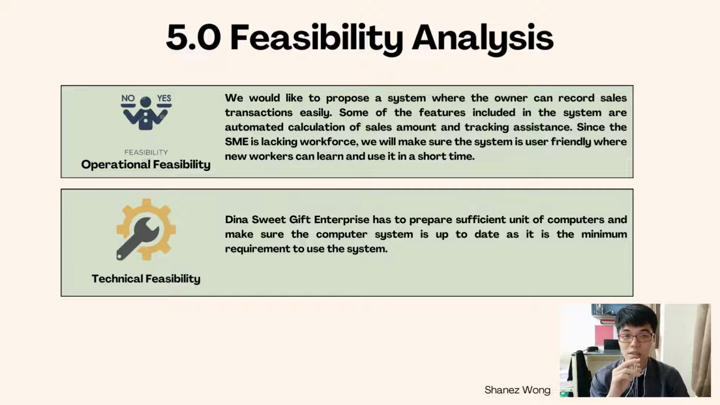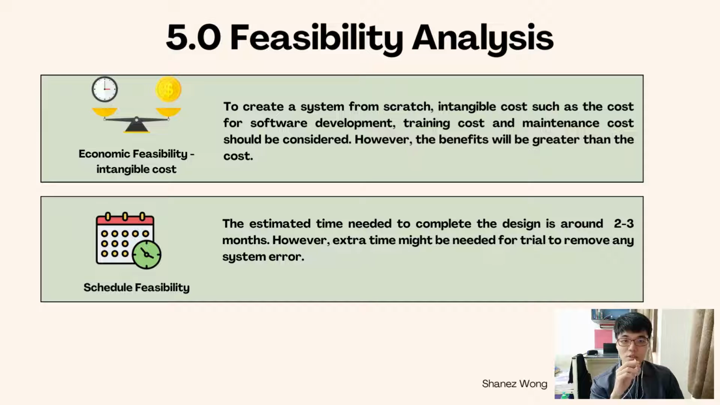For example, is there enough computers for the owner to use our system? Is the system up to date, or is there any minimum knowledge about the computer? So these are the technical resources and skills. The third one is economic feasibility. Economic feasibility refers to the benefit and cost analysis of our project. So what is the intangible cost of our project? There are a few, for example, the maintenance of our software, and the second one is the training cost for the owner. So this is our economic feasibility.